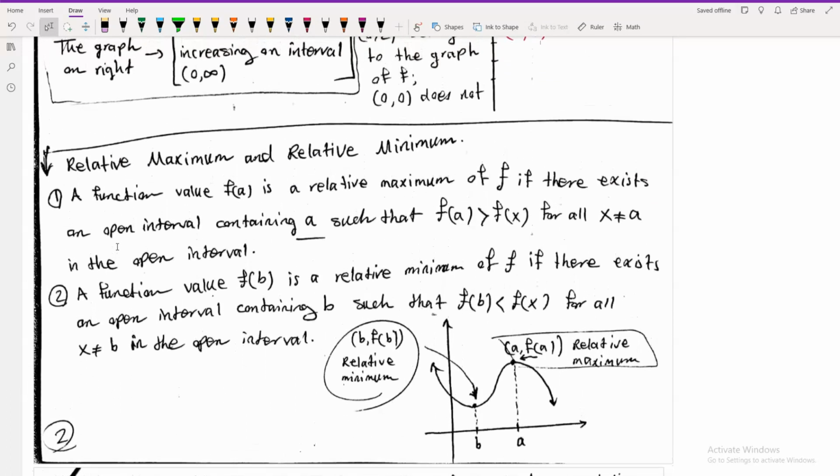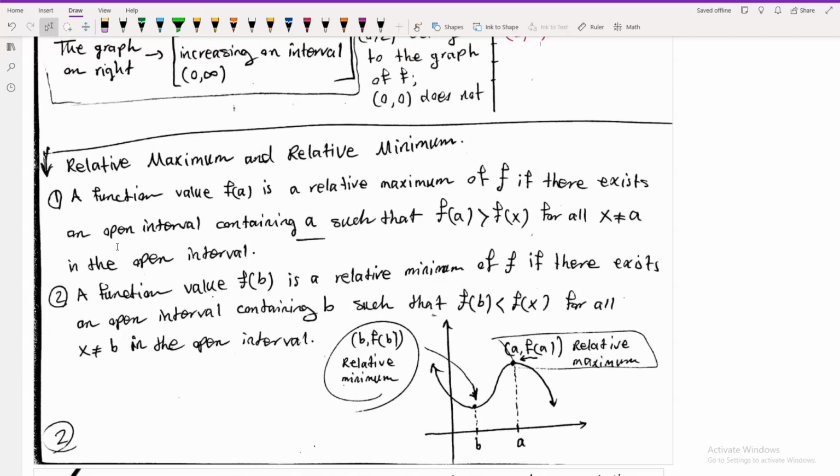Next part here, we have relative maximum and relative minimum. So we have definitions for these two. A function value f of a is a relative maximum of f if there exists an open interval containing a, such that f of a is greater than f of x for all x not equal to a in the open interval.